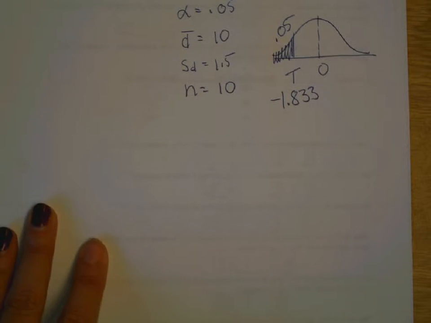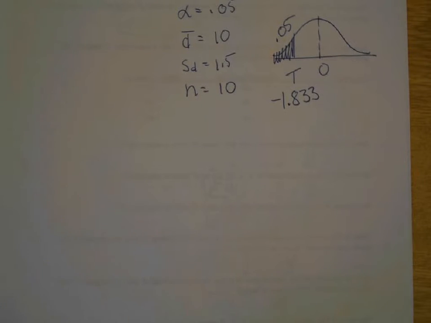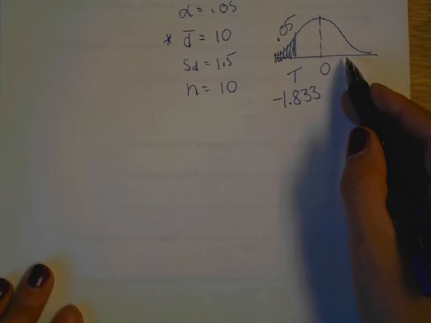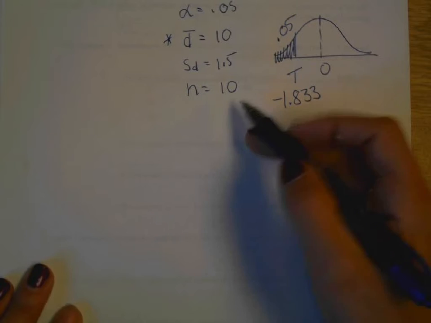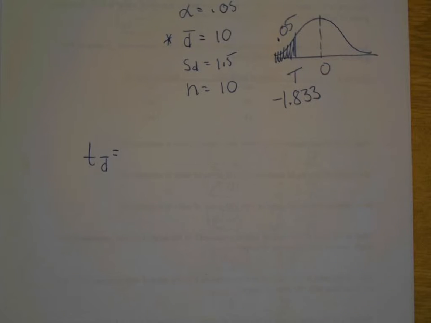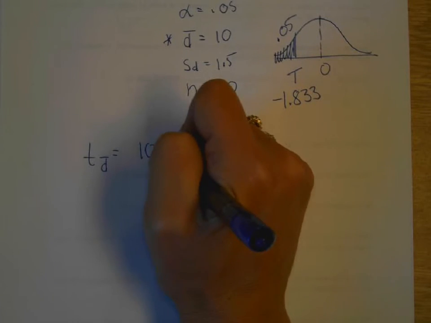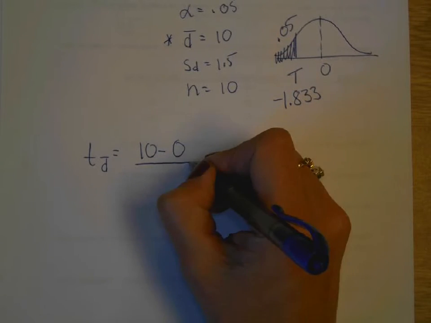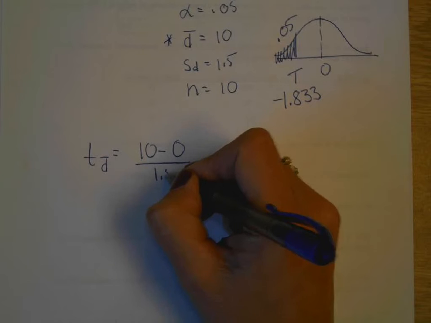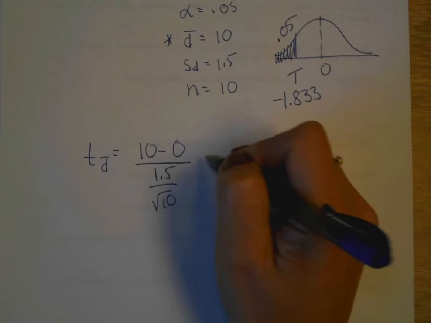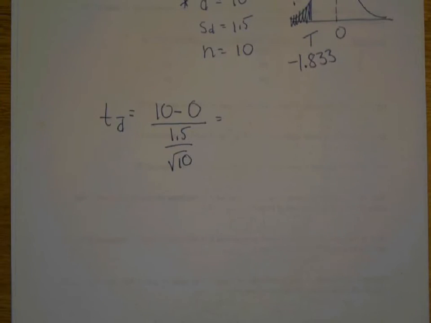Now we don't have to find d bar. They gave it to me, so we can jump right into converting d bar into a t-score to see where it lands. So they saved us a lot of work by just giving us everything right up front. So the t-score for d bar, according to our formula, is D bar, which is 10, minus the difference from the Ho. The Ho has a 0 in it. The standard deviation was given as 1.5. Sample size was 10. So a little bit quicker when they give you everything.